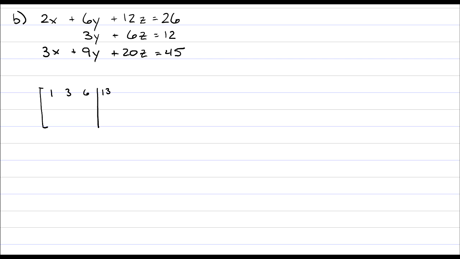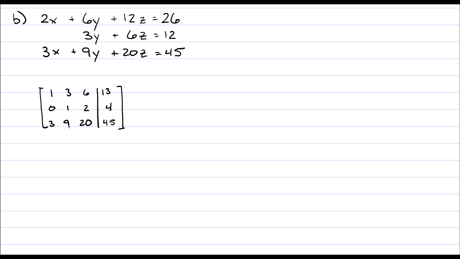And it looks like the second row even is divisible by 3. If I divide that by 3, I get 0, 1, 2, and 4. The third row, however, is not divisible by anything. It looks like it's almost divisible by 3, but that 20 keeps that from happening.